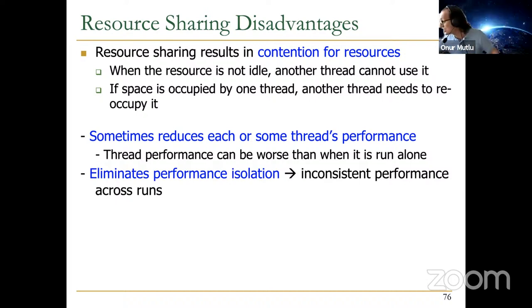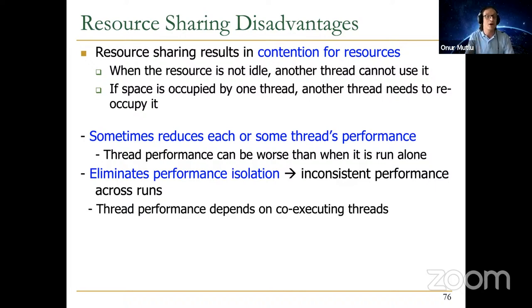As a result, you may get inconsistent performance across different runs of the same program. And that's potentially a downside because you may want to optimize your program for the cache hierarchy, right? If you cannot assume that your cache hierarchy is dedicated to you, then it's very hard to optimize the performance of your program because somebody else is interfering with you, and that somebody else may be different every time, right? Performance isolation is important for performance optimization of programs. That's also why knowing how much cache you have in a system is important, so that you can optimize the performance. Basically, thread performance depends on co-executing threads, and that makes performance isolation go away, and performance optimization becomes extremely difficult, if not impossible.